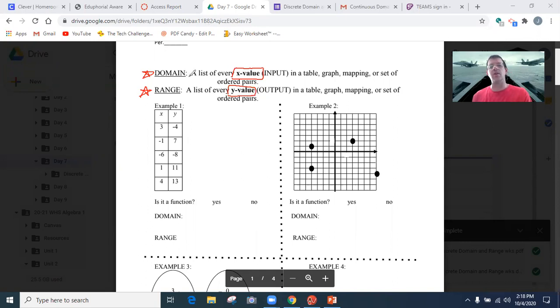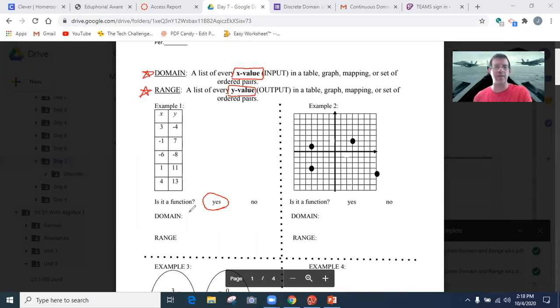Okay. And so whenever we take a look at this example one right here, first off, they want to know, is it a function? So if you remember from last week, to be a function, all the x's have to be different, which they are. I want to make sure you know -1 and 1 are different. Okay, so is this a function? Yes, it is.